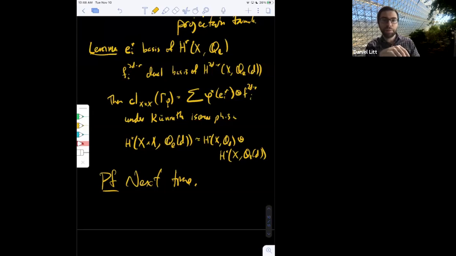But yeah, let me stop there and see if there are any questions. From this, Lefschetz is going to be almost immediate. Lefschetz is kind of formal given what we've developed, namely Poincaré duality and this sort of good properties of cycle class maps.